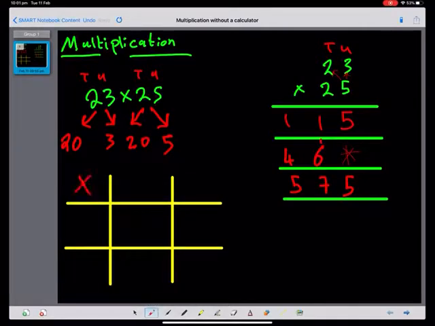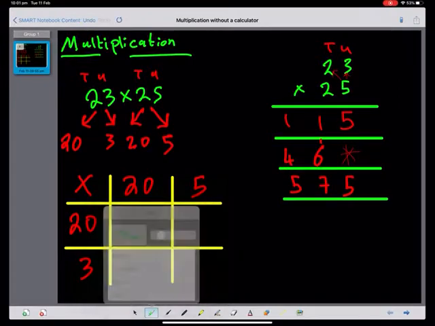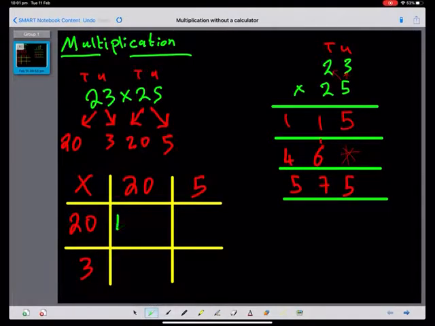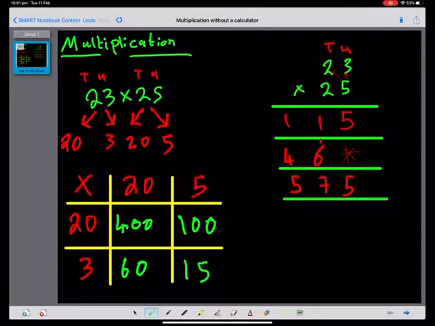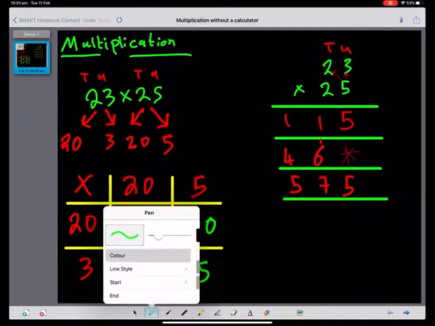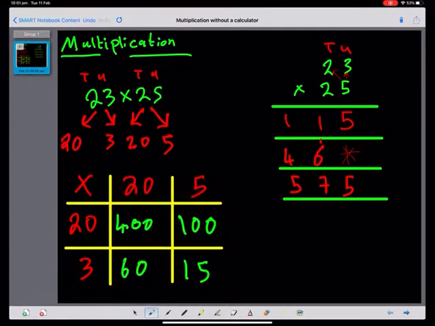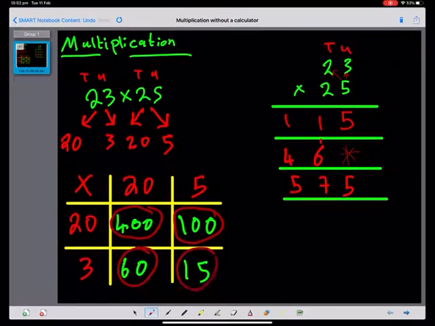Okay, we are multiplying. So we've got 20 and 3. This is our 23. And we've got 20 and 5. So let's do our solution in green. So 2 2s are 4, and we can add 2 zeros. 2 times 5 is 10, and we can add a 0. 2 3s are 6, and we need to add a 0. And 3 times 5 is 15.